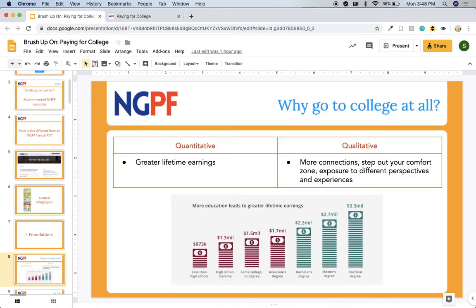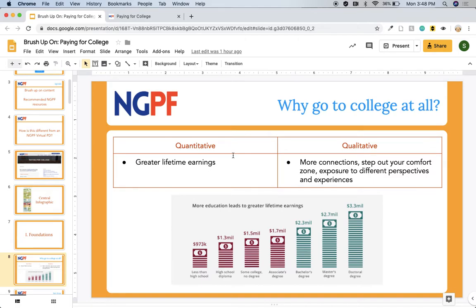So, a lot of students might be wondering, why go to college at all? What are some of the advantages of doing so? And really, in the lessons, as you go through them, you'll see that we focus on both quantitative and qualitative advantages of going to college.